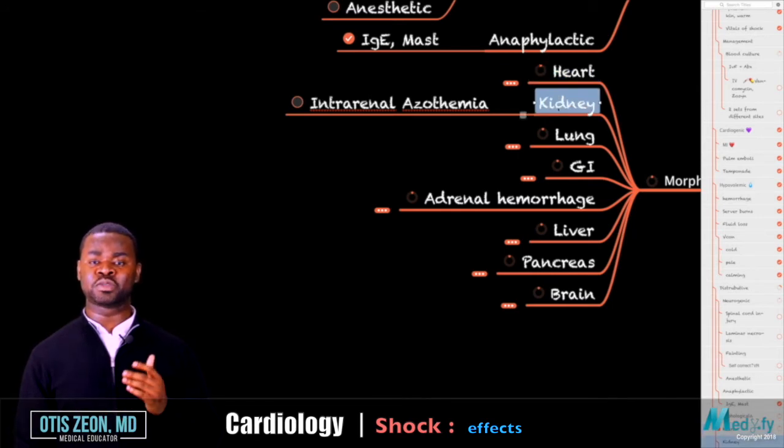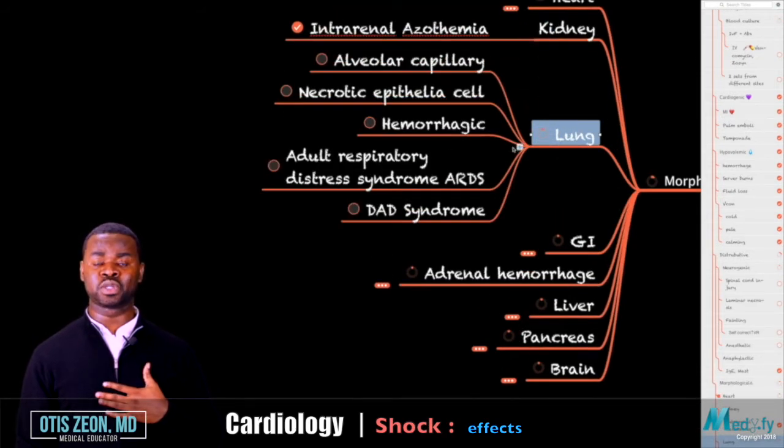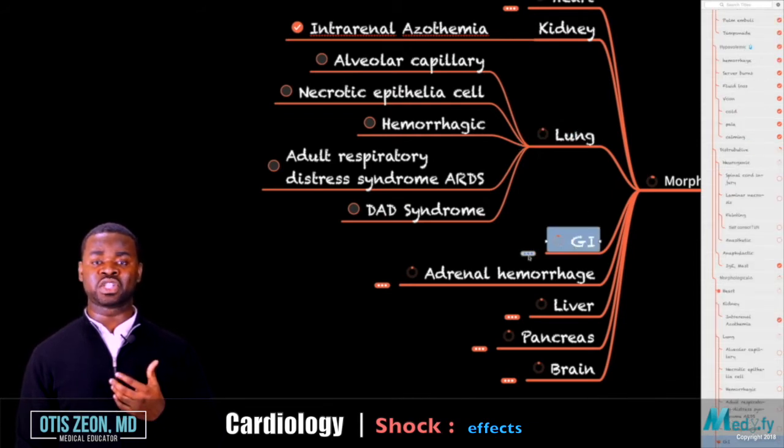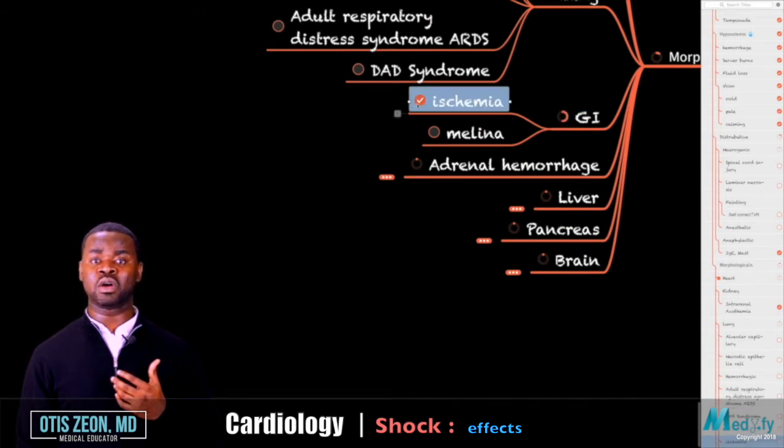Kidneys can be affected in most people with hypovolemic shock. When it affects the kidney, it can lead to intrarenal azotemia. The lungs can be affected as well, especially if you're talking about pulmonary contusion. The capillary beds and such can be affected. The GI system, when you have shock and you have hypovolemia to the GI system, can lead to ischemia. Ischemia is the number 1 cause in the GI system for melena, which is dark blood in the stool.